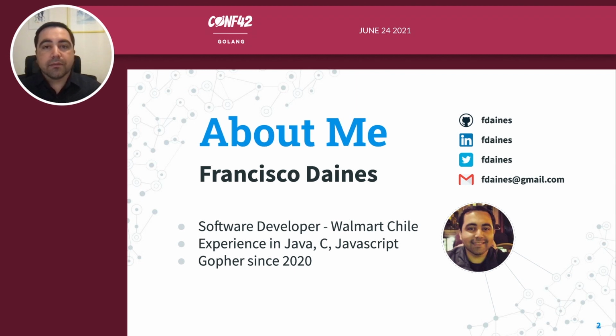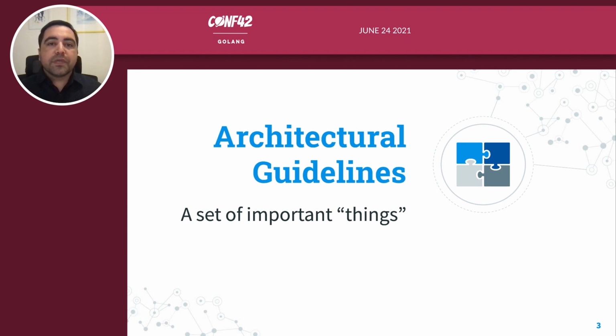Okay, the first topic that we are going to talk about is what the architectural guidelines are and why we should know about them. Architectural guidelines, in a very brief way, are these important decisions that we take along the development of a product or a project, mostly in the first moments. But, of course, we can make changes to these definitions as the project moves forward.